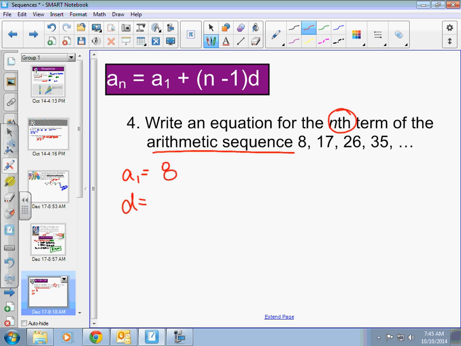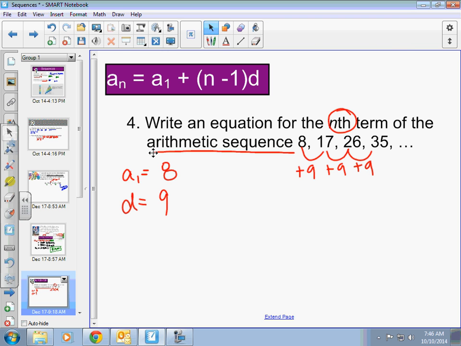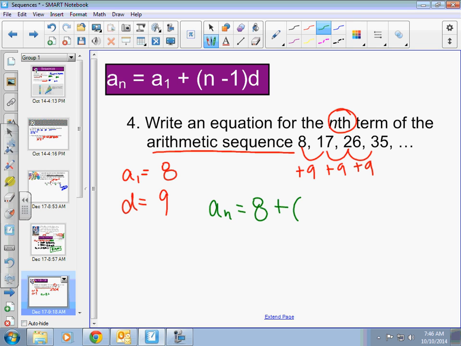So d, how do I get from 8 to 17? Well, I would add 9. From 17 to 26, I would add 9. 26 to 35, once again, I would add 9. So my common difference is 9. Now I just fill what I know into my equation. I know a sub n is equal to a sub 1, which is my first term, 8, plus n, I don't know what n is, n minus 1 times d. d is 9.